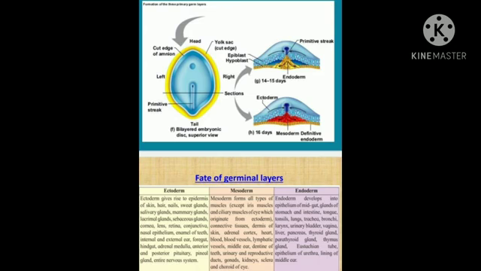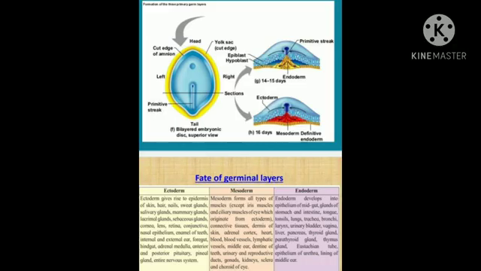Then the pineal gland and the entire nervous system. All these are different parts of our body which come into existence because of our ectoderm. In short, ectoderm gives rise to all these different parts of our body, which I have just mentioned.